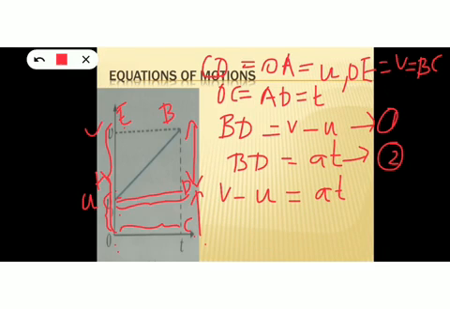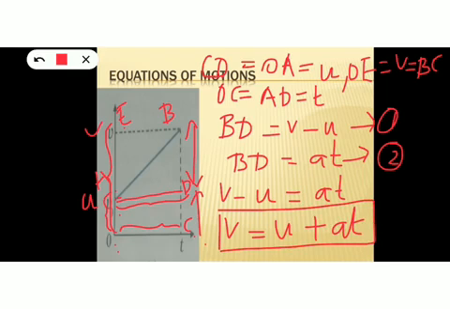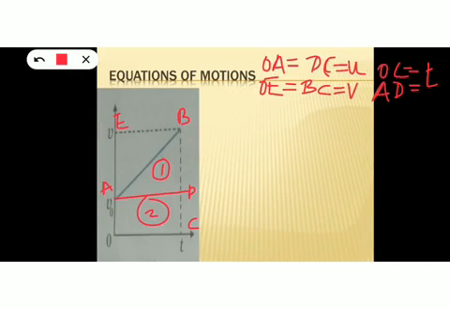So children, these are the two equations: BD equal to V minus U, BD equal to AT. Since the LHS are the same, we can equate the RHS. On equating the RHS, we get V minus U equal to AT. Therefore, taking U to the RHS, it becomes plus U, so V equal to U plus AT. So we have derived our first equation of motion, V equal to U plus AT. Children, next let's discuss the derivation of the second equation of motion, that is S is equal to ut plus half at square.